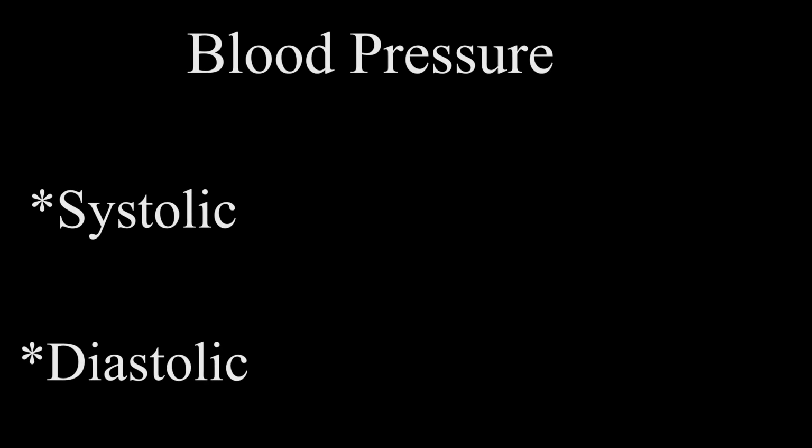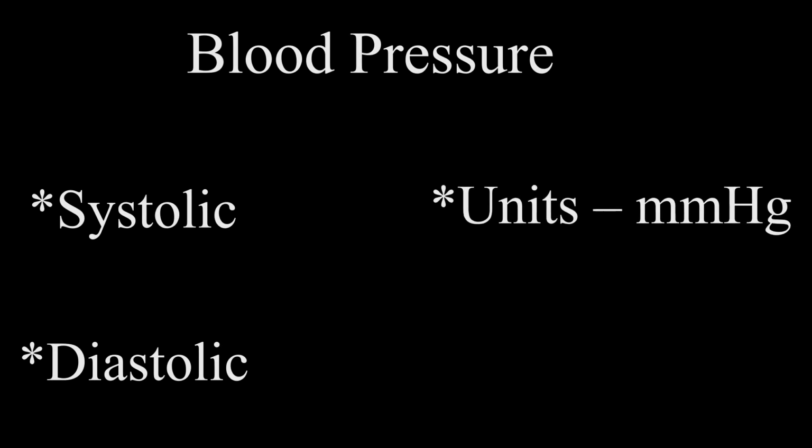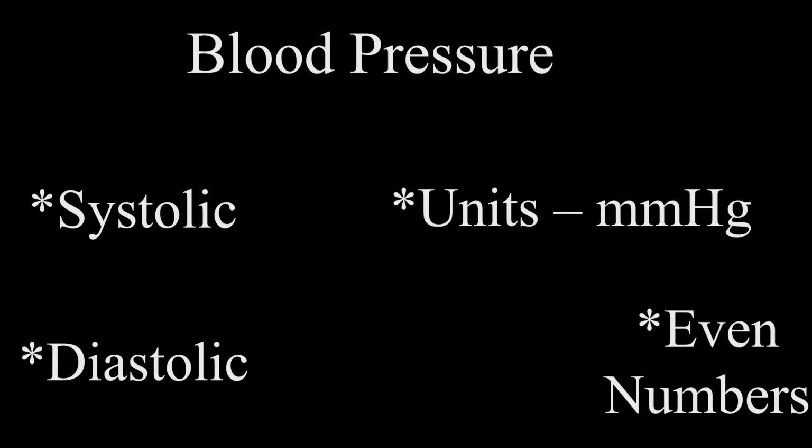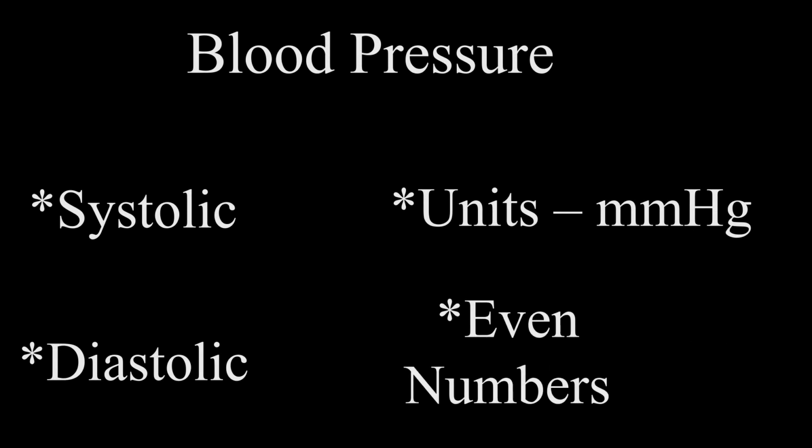When listening for blood pressure, the first sound you will hear will be the systolic pressure, also known as the pressure created when the heart muscle contracts, and the last sound you will hear will be the diastolic pressure, known as the pressure in the arteries between heartbeats when the heart muscles are resting and refilling with blood. You will write this measurement in the units of millimeters of mercury, rounding to the nearest even number.